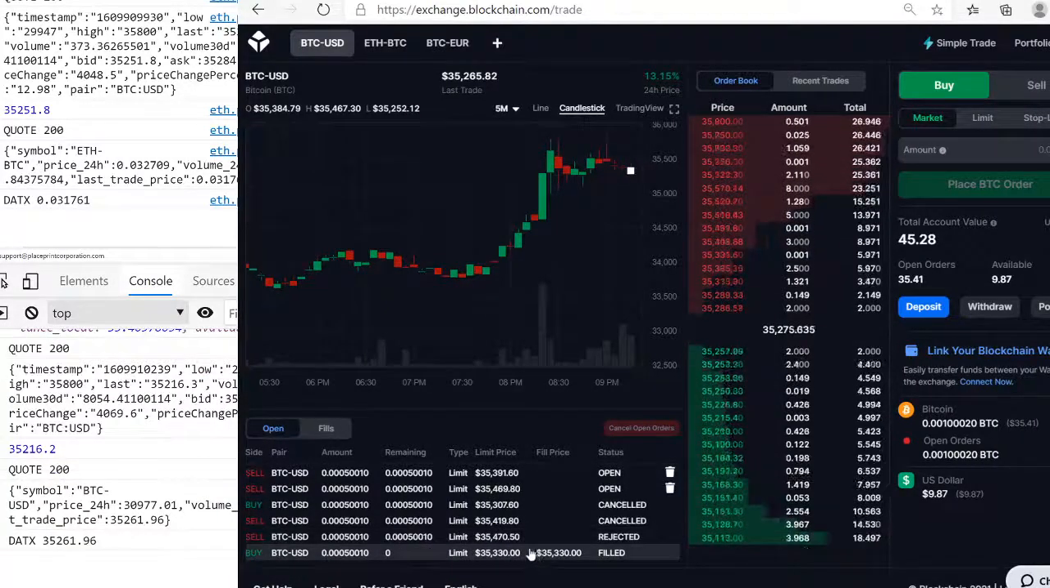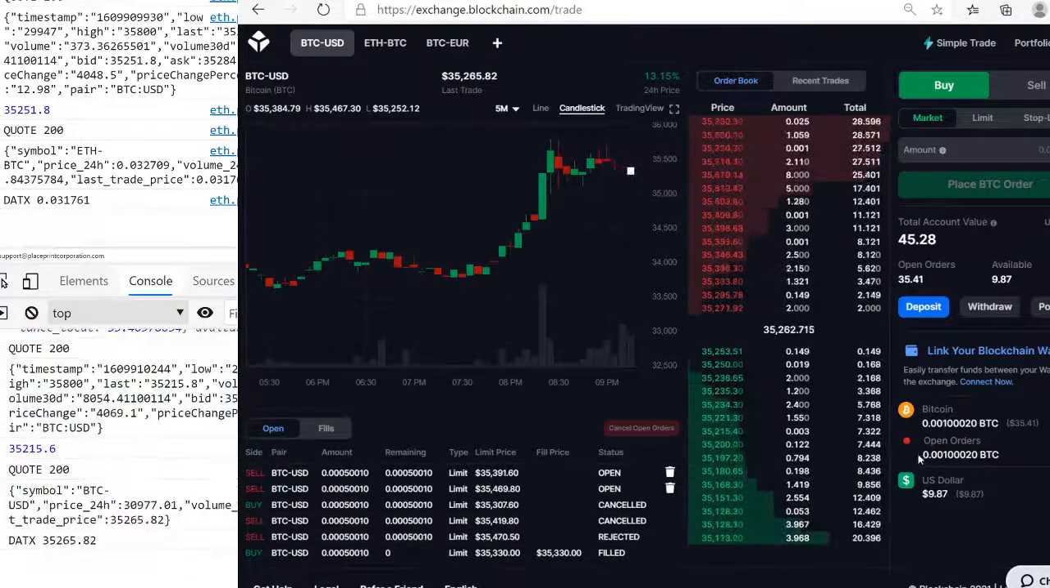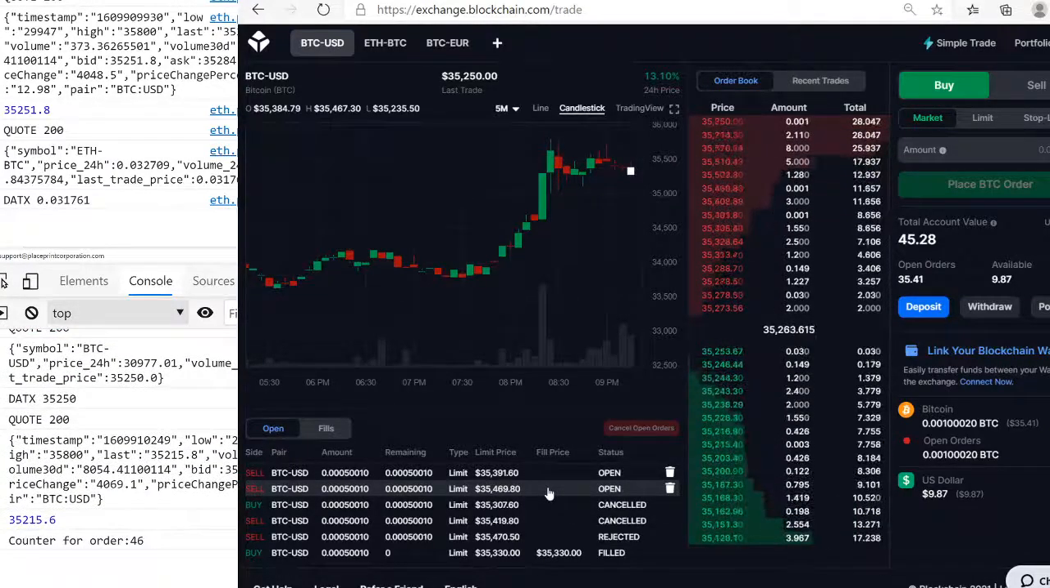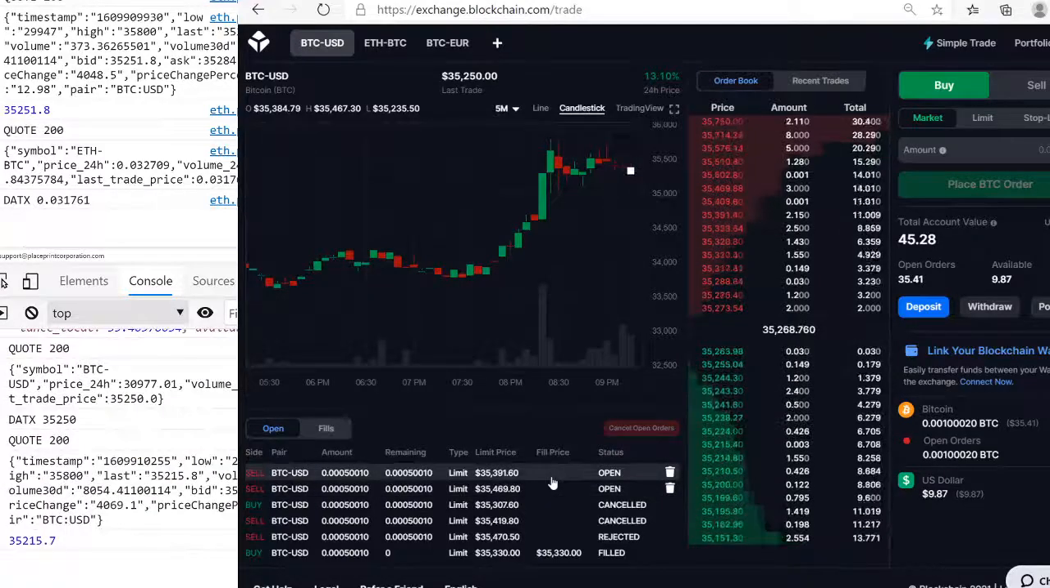We just got filled on a buy order at 35,330. So that gives us a total Bitcoin of 0.00100020. Now look, we have two sell orders now. We have a sell order of 35,469.80 and we have a sell order of 35,391.60 because the orders are established at different times.